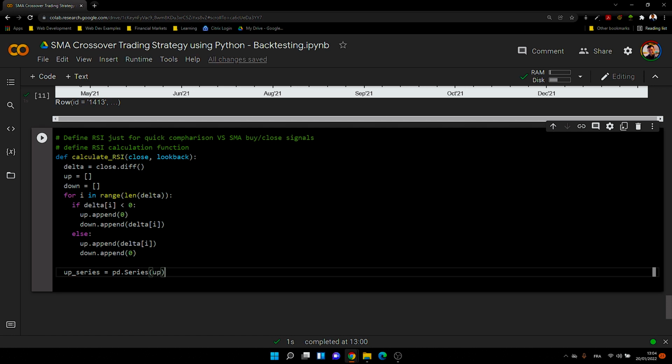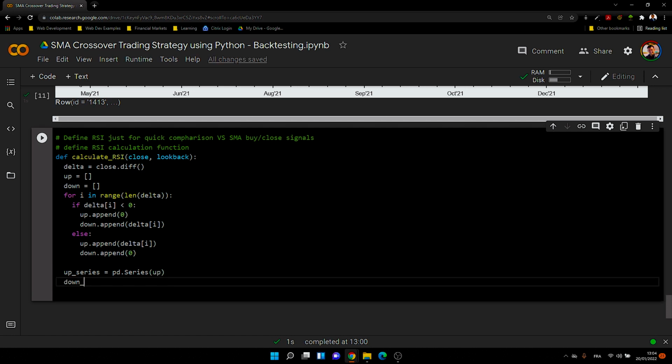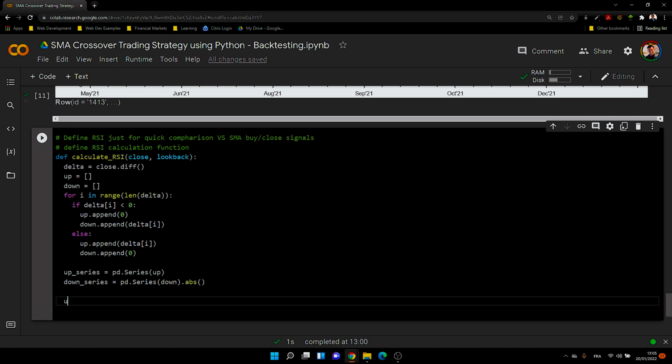And now we'll say that our up series will be equal to a pandas.Series, which takes in our up, and our down series will be a pandas Series that takes in our down list. And we'll take the absolute values of our down deltas.